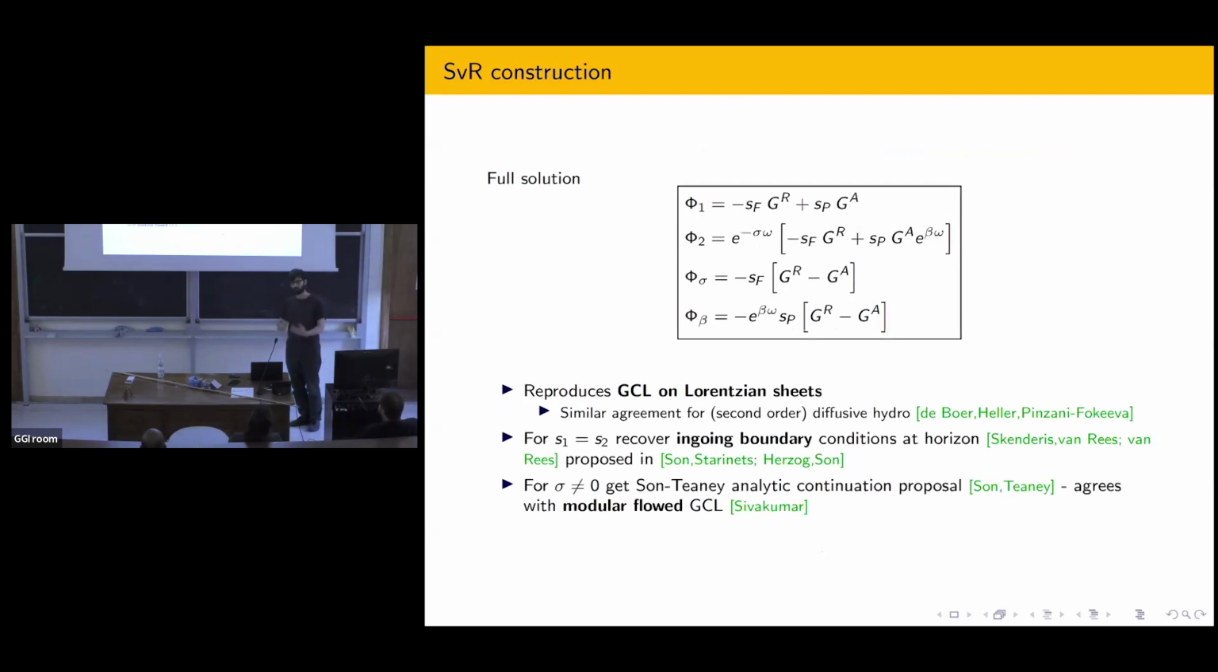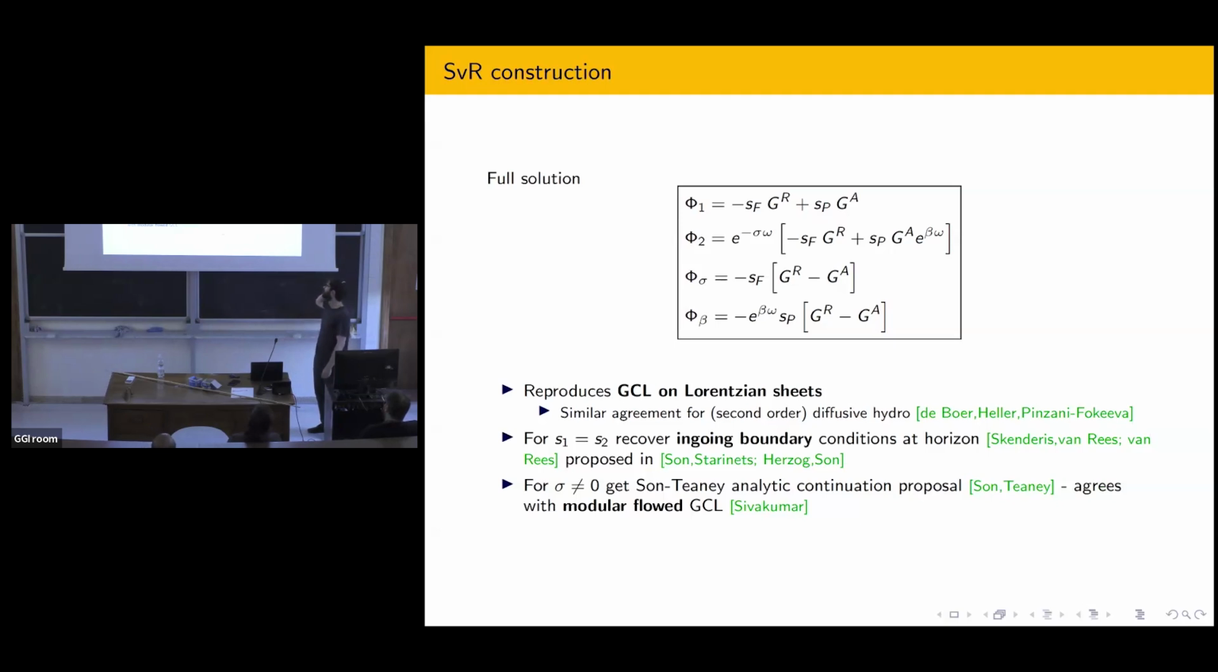In the end, we can write down the full bulk solution everywhere in this bulk spacetime. Here, the first two lines are the scalar field on the Lorentzian pieces, and the other two lines are on the Euclidean pieces. We can actually observe that this reproduces the result that we showed earlier from the GKP-W condition on the two Lorentzian sheets. And this agreement has also been shown for diffusive hydrodynamics up to second order derivatives. So the answers agree for the bulk field.